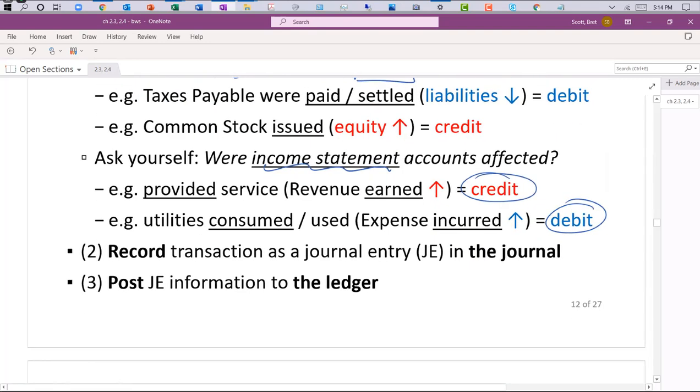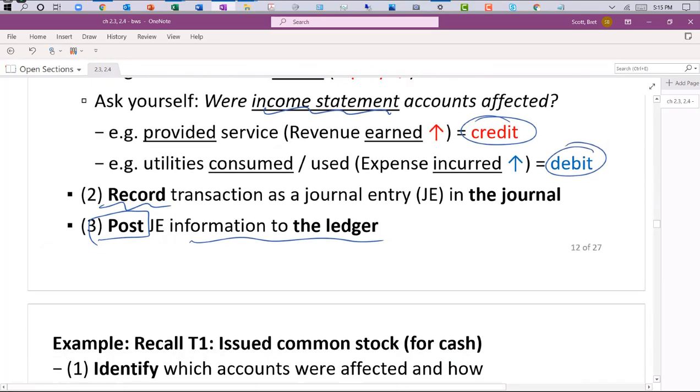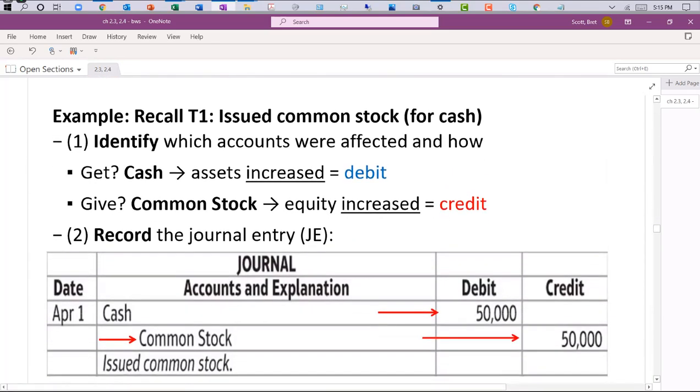When we know where we're going, which accounts are being affected and how to record them, then we can go into the journal and record the transaction. Once we do that, we must then immediately after post the information to the specific accounts in the ledger. That updates all the balances to let us know where we stand at the end of every transaction. So we will give ourselves real-time updates with regard to all of our asset accounts and liability accounts. So let's see this in action.